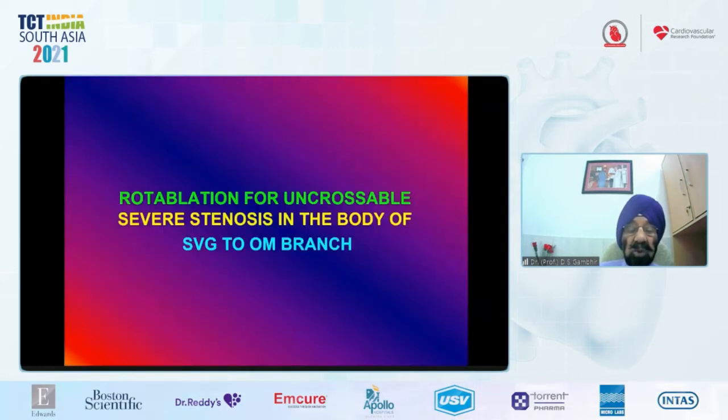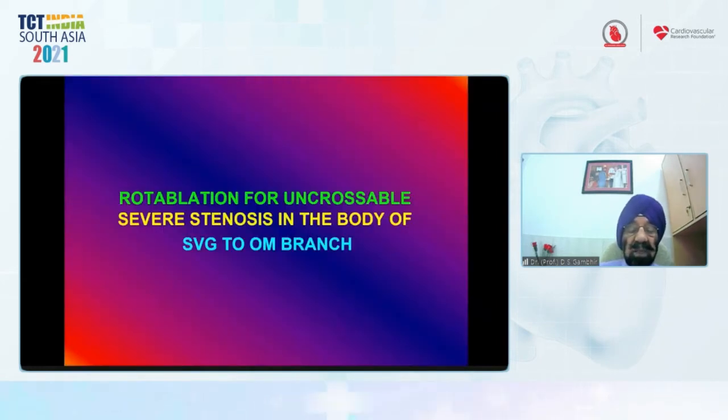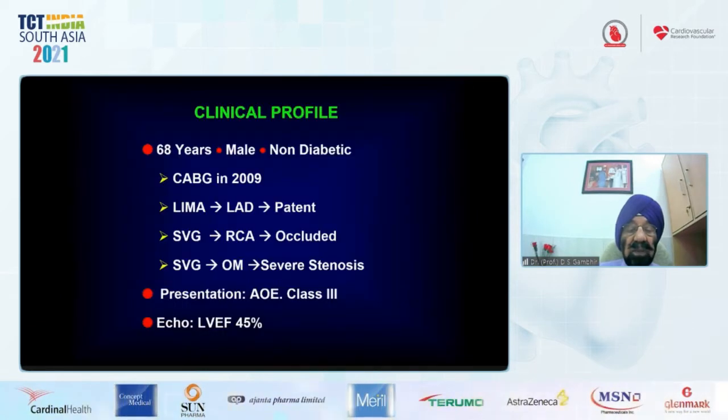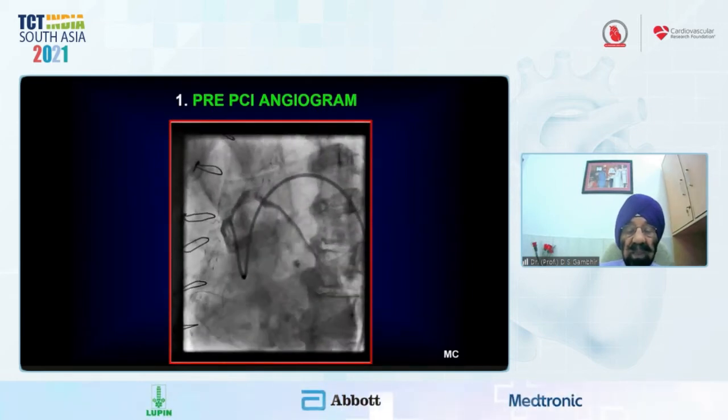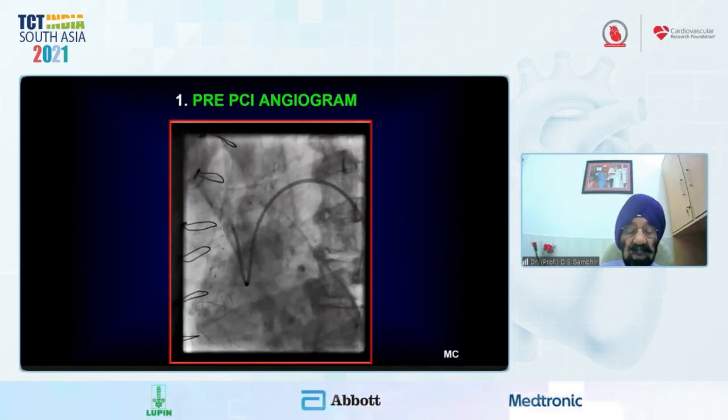Now let me show you the cases, and then I'll summarize a few steps. This is a gentleman, 68 years old, who had a bypass in 2009. LIMA to LAD was patent and SVG to RCA was occluded. So only the SVG to OM was open, and the patient had class 3 angina, at times rest angina. LV function was normal, and this was his graft to one of the obtuse marginal branches.